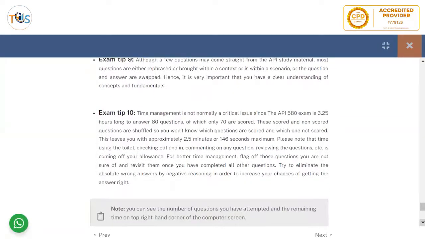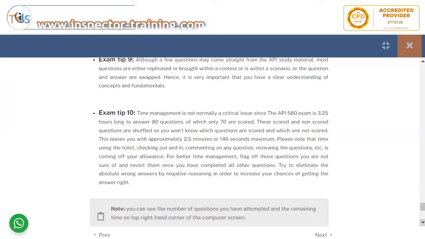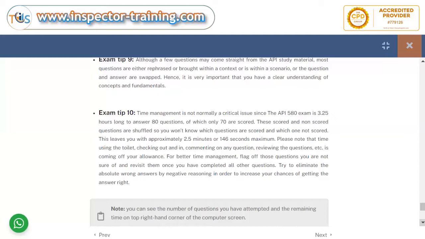Time management is not normally a critical issue, since the API exam is 3 hours 15 minutes long to answer some 90 questions, of which 80 are scored. These scored and unscored questions are shuffled, so you don't know which questions are scored and which are not scored. This leaves you with approximately 2.5 minutes maximum. Please note that the time using the toilet, checking in and out, commenting on any question, reviewing the question, etc. is coming off your allowance.